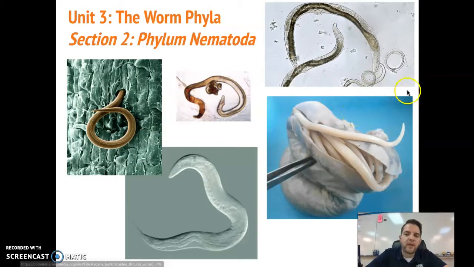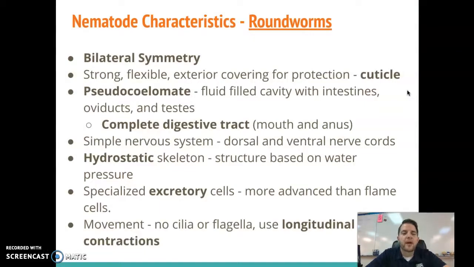But let's start with a little bit about their characteristics, all right? So nematodes are bilaterally symmetrical, just like the flatworms. So going past the cnidarians, moving into the worms, bilateral symmetry evolved. So we do have bilateral symmetry in all of the worms.